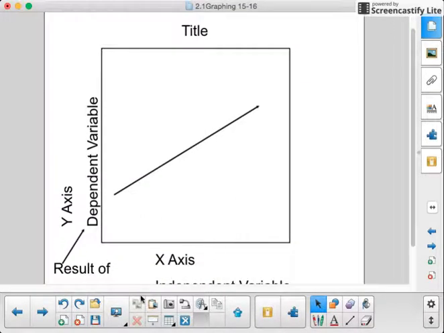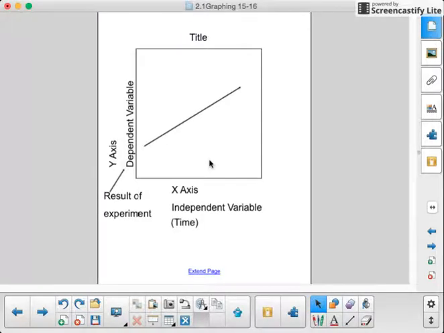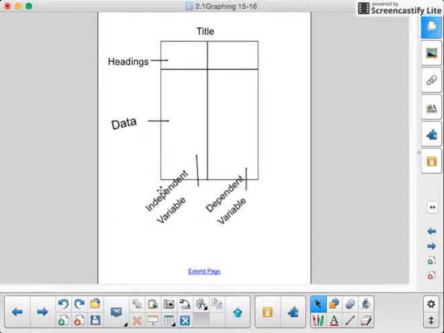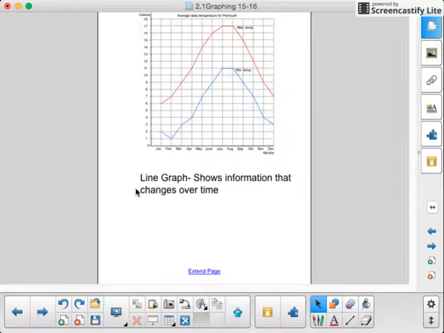In the notes, we included a sample data table and a sample graph. So I had students make their graph look like mine. We just labeled the parts. So the title, x-axis, which is the independent variable, that's often time. Y-axis contains the dependent variable, that's the result of the experiment. And then the line. And on the data table, we labeled the independent variable on the left and the dependent variable on the right. The data table in your notes is wide, instead of tall, like mine is.